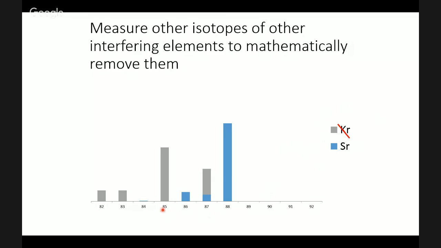Okay, so we have other isotopes of krypton, 85, 83, and 82. And they don't have any other interferences on them. So if we measure these, and we know the ratio of this isotope to this isotope in the gas, which we could again determine by measuring a sample that didn't have any strontium in it, we just measure the krypton, we can then mathematically work out how big this interference is on the 87. Okay, so that's another way that we can get around these problems. We can do maths, which is, you know, mathsy.